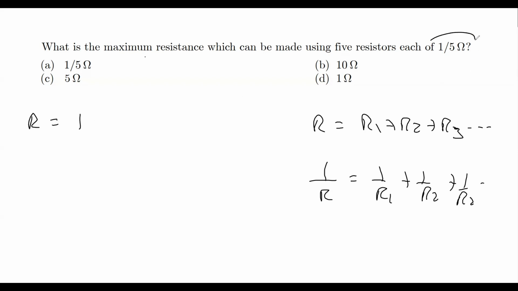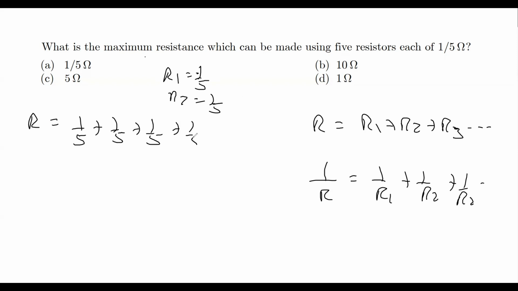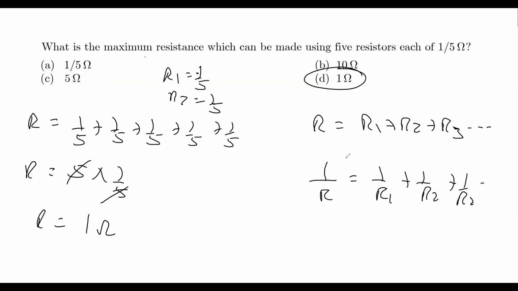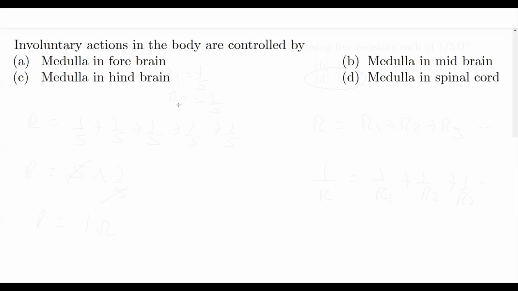That means considering this R1, R2, and R3. So R1 is, say, 1 by 5. Same is R2, 1 by 5. So if I keep on adding, that is 1 by 5 plus 1 by 5 plus 1 by 5 plus 1 by 5 plus 1 by 5, that is 5 times 1 by 5, and that comes out to be 1 ohm. So where is the option? Yeah, D is the correct option in this case.